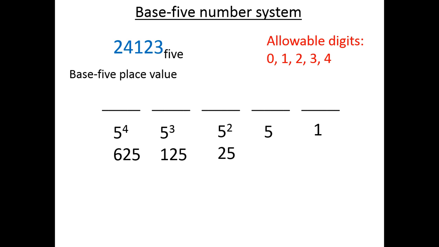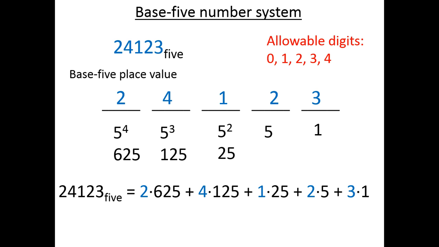So remember, that's really not that much different than our base 10 number system. We group by powers of 10. This would just be grouping by powers of 5. So what would this number mean? 2, 4, 1, 2, 3 in base 5?